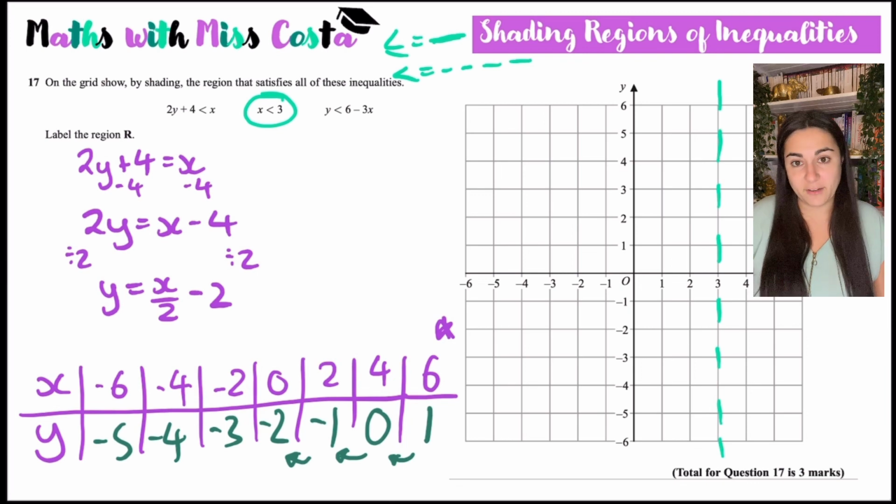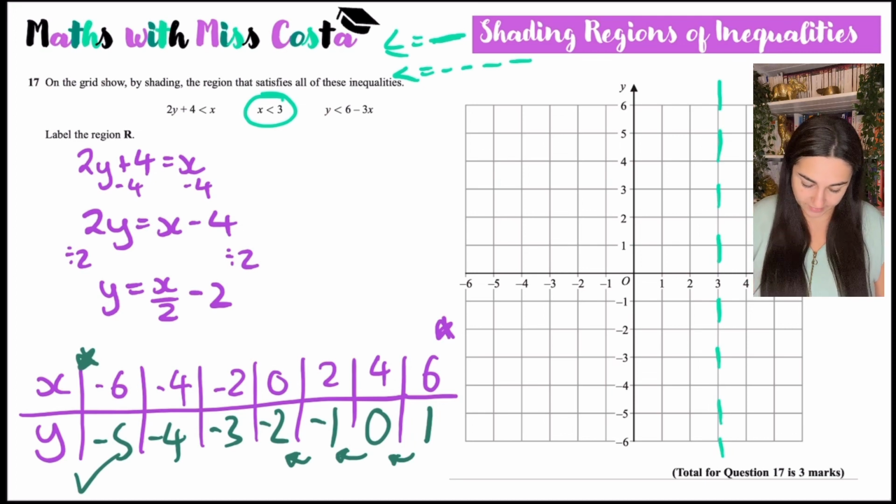Now, just in case you have made a mistake, it's always good to check the last one. So -6, let's try that. So -6 divided by 2 is -3, take 2 is -5. So you know you've done that right. Okay, so if you do want to do the little shortcut, that's fine as long as you double check.